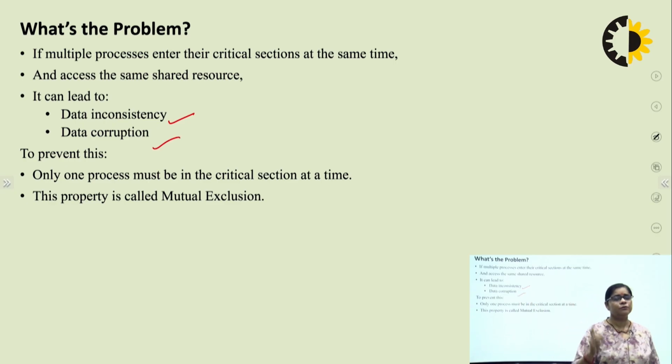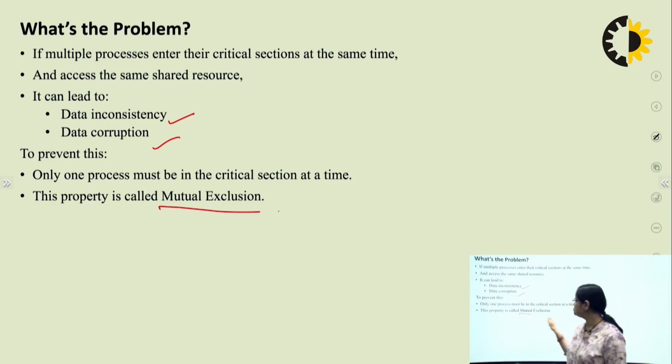Now, to prevent this problem, I am going to use a protocol. It will give permission to a process, say process P1, or you can say process X, that it is going to enter the critical section. This whole process is known as mutual exclusion, which is the first basic property for the solution of the critical section problem.